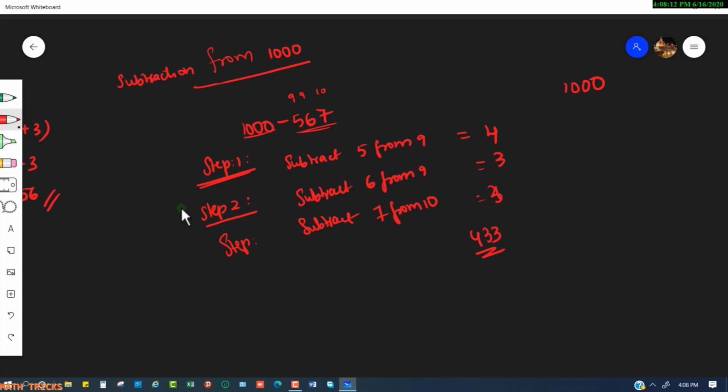Suppose if I want to subtract the number, say 453, then what I have to do? 9 minus 4. First digit from 9, second digit from 9, third digit from 10. The unit digit or last digit should be subtracted from 10. So 9 minus 4 will be 5, 9 minus 5 will be 4, 10 minus 3 will be 7. So this is the answer. And then subtract these two numbers. So when I calculate, I should calculate in my mind.